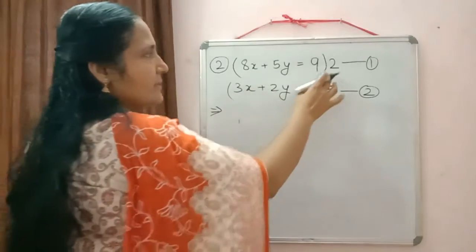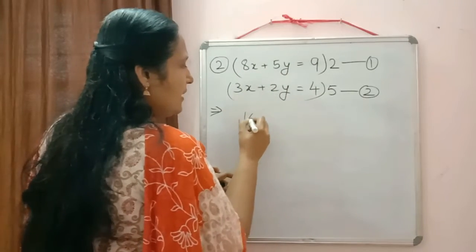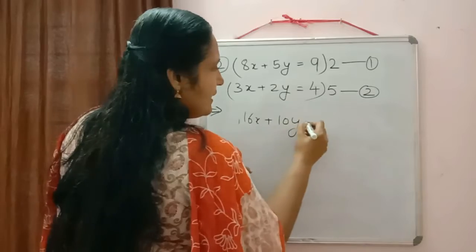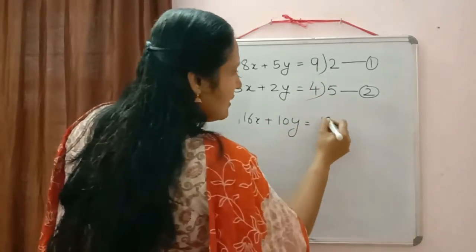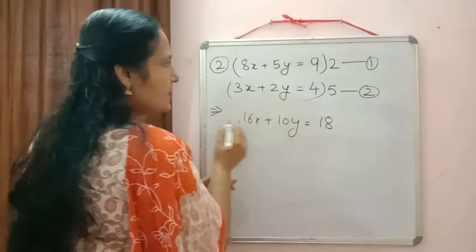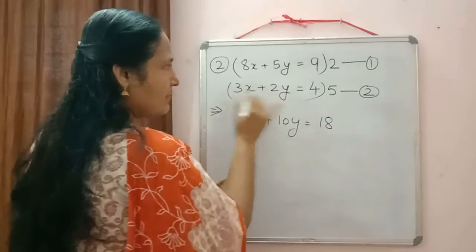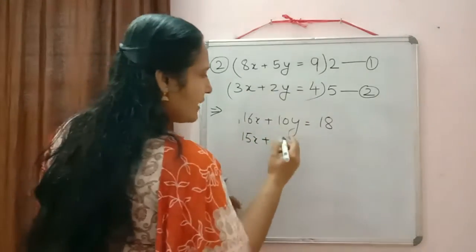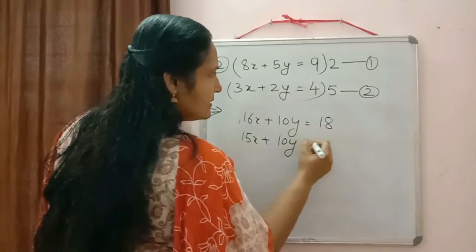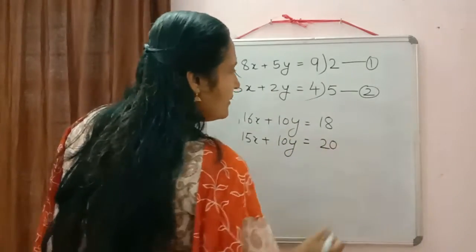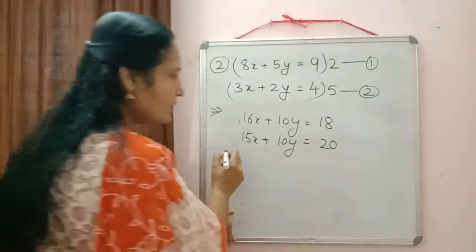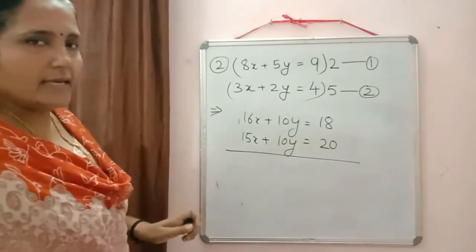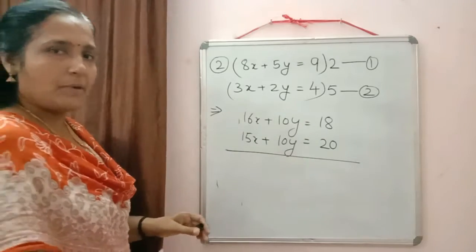So after the multiplication what will come? 8 2s are 16x plus 5 2s are 10y is equal to 9 2s are 18. And in this equation we are multiplying it by 5. So 5 3s are 15x plus 5 2s are 10y is equal to 5 4s are 20. Now what we have to do? At present their sign is same. They will get cancelled if minus sign is there. Then we will do the subtraction.